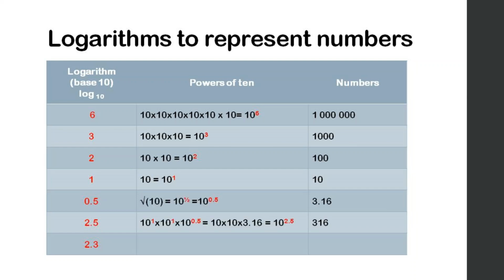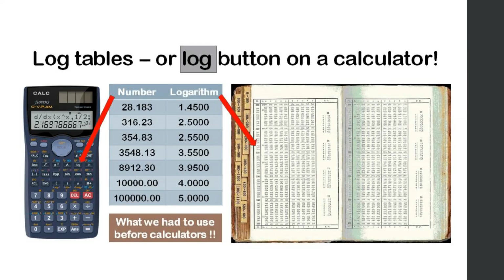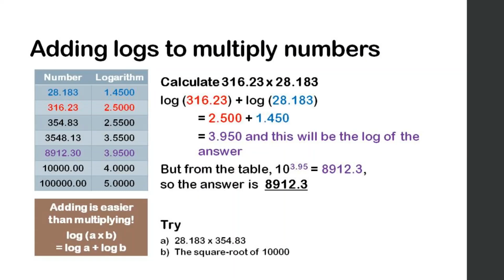For example, 3.16 has a log of 0.5. 10 to the 0.5 is 3.16. The log of 316 is 2.5. The log of 200 is 2.3. Now how do we know those things? Well, we have to look them up. In the old days we used logarithmic tables, log tables. Now you can just press the right button on your calculator.